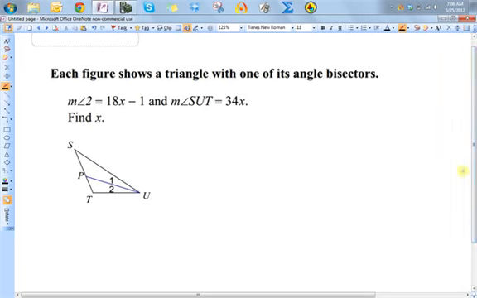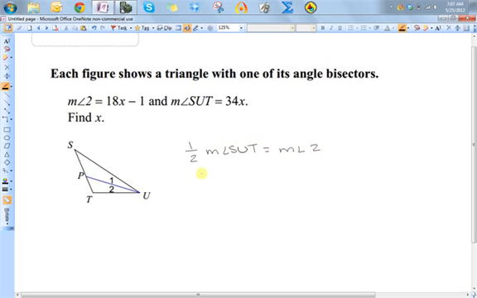Here we're trying to find the value of x. We're going to find that by using these two pieces of information here. We have the measure of angle 2, which is right here, and then the measure of angle SUT. It also tells us that we have a triangle shown with one of its angle bisectors, so that means that this PU or UP needs to be an angle bisector. Therefore half of this entire angle is equal to the measure of angle 2. So 1/2 of the measure of angle SUT is equal to the measure of angle 2.